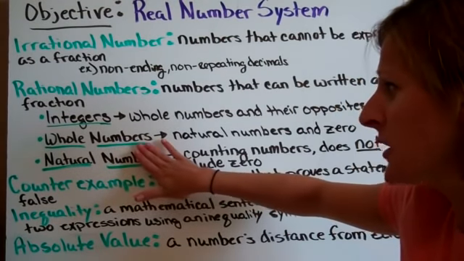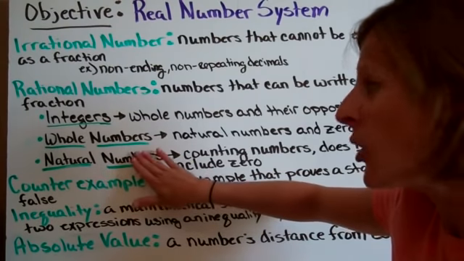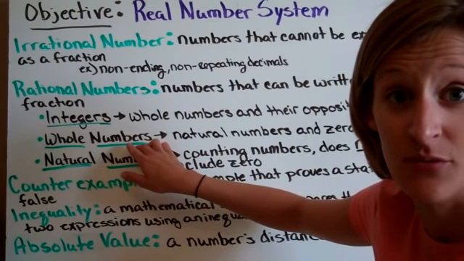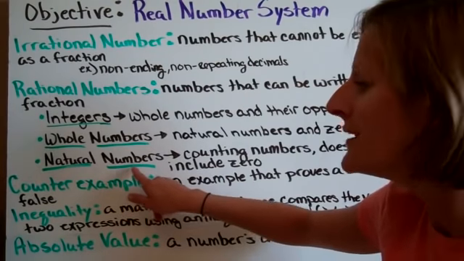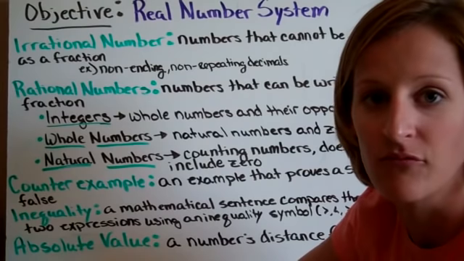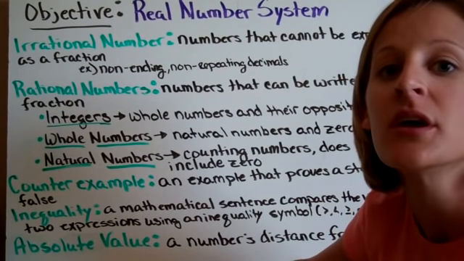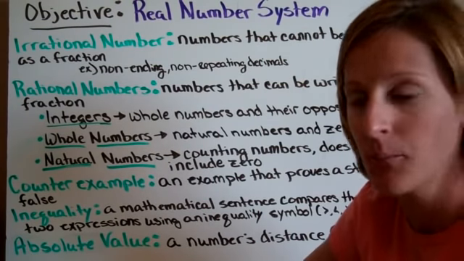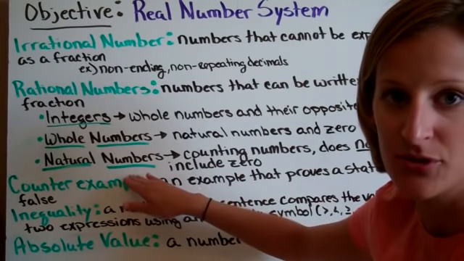Now, the difference between whole numbers and natural numbers is whole numbers has 0. It includes 0 as part of their group, but natural numbers does not. These are just your counting numbers, like when we learn to count from 1 to 10 or 1 to 100. So all of those numbers you count by, those are your natural numbers.